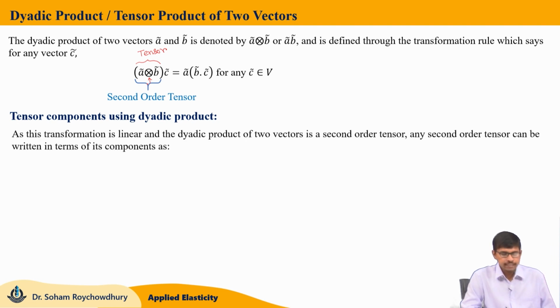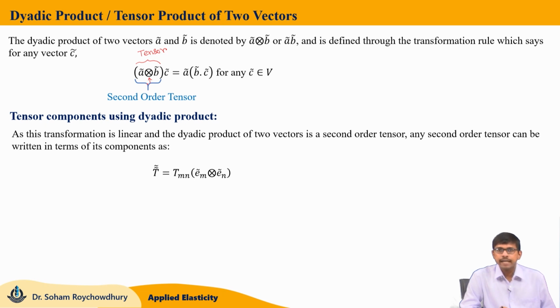So, as this transformation is linear and the dyadic product of these two vectors A and B is a second order tensor, any second order tensor can be written in terms of its components with the help of dyadic product as T tensor equals T_mn e_m dyadic e_n. So, e_m and e_n are two basis vectors.